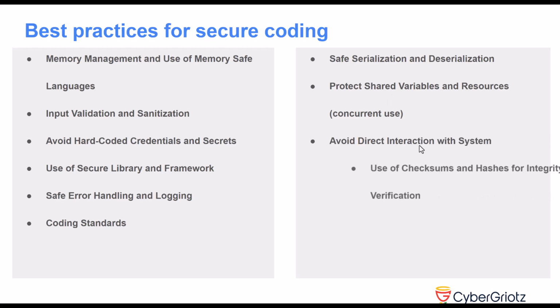Then we can talk about avoiding direct interaction with the system. A lot of times, certain applications are designed to interact with other systems within our environment. We should always code and design our application to minimize these kinds of interactions, so we can avoid any kind of malicious attack or malicious exploit of a vulnerability within our application having a downstream effect on other systems within our environment.